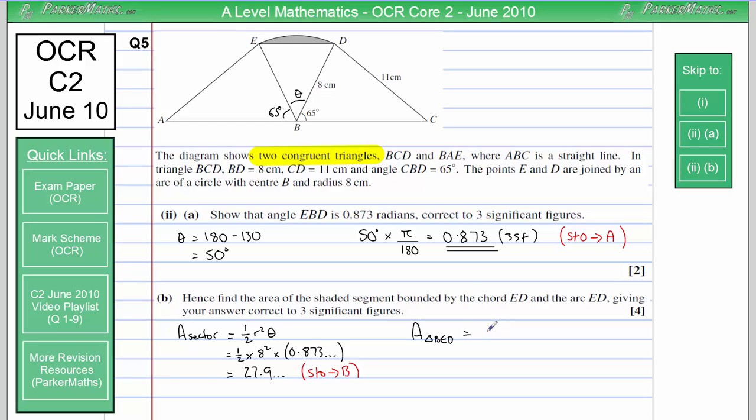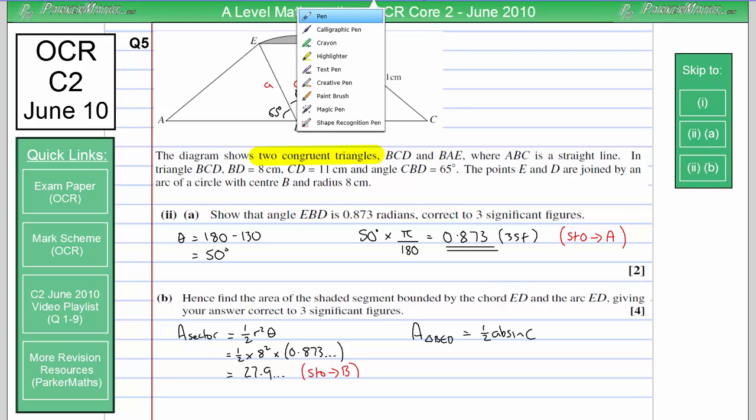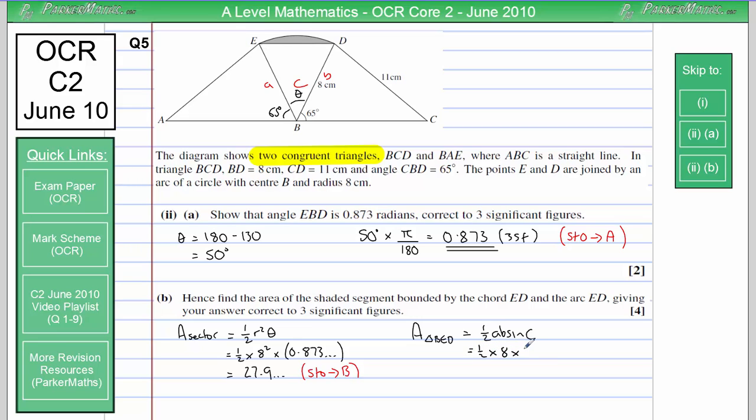And to find that, I'm going to do half AB sine C. That's another formula that you need to remember that's not in the formula book. Okay, in this case, for my triangle, this has got to be angle C, which I've already found out. So A and B will be these two sides here, both of which are a radius, so they're 8 centimetres. So I get a half times 8 sine 0.873.